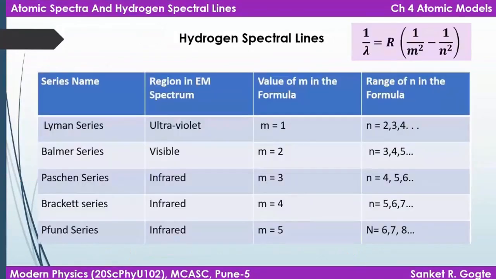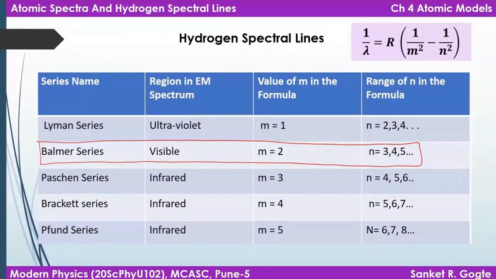Now, this wasn't the only series or only group of lines which was observed. We just discussed this Balmer series. And the Balmer series satisfies this formula, all the wavelengths in the hydrogen atom spectrum. When they satisfy this particular formula, then all these wavelengths are called the Balmer series, where M for the Balmer series is equal to 2, right?